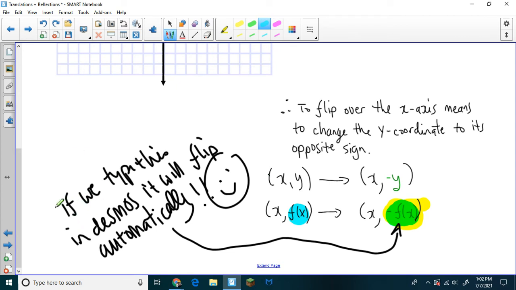And here I just made a little note. If we type this in decimals, it'll flip automatically. So again, that's why understanding the little nuances in the notation really helps you when you're graphing on decimals, because if you type in the correct negative sign, it'll flip it right away.